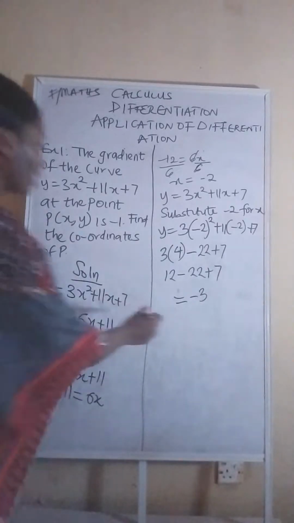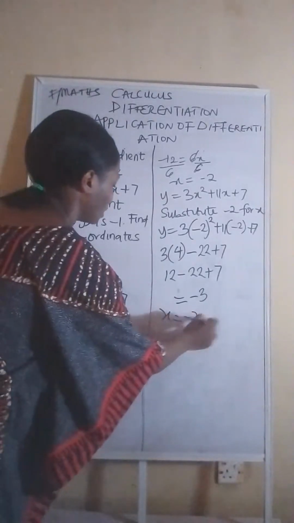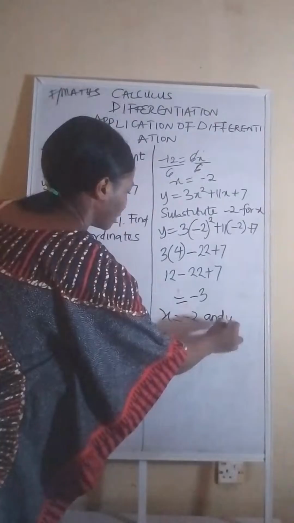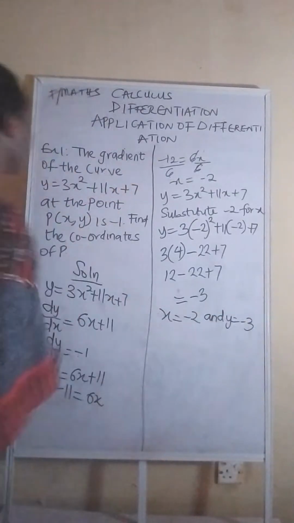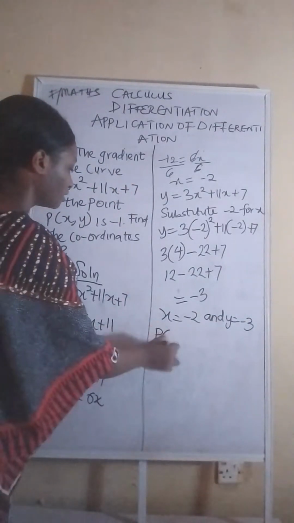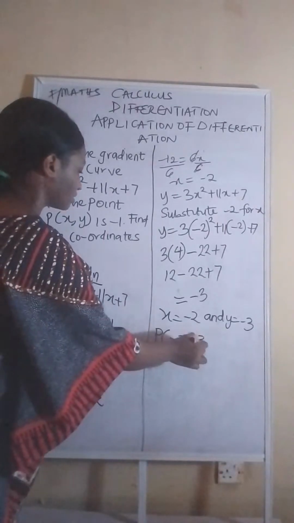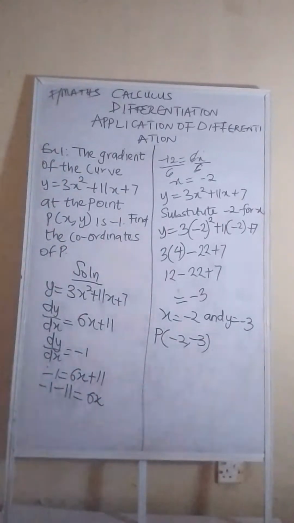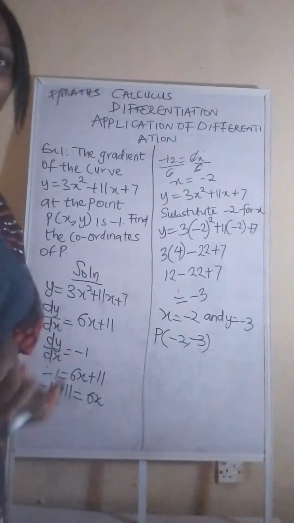So now our x is minus 2 and our y is minus 3. So those are the coordinates. You can just say P(-2, -3). So that is our final answer. I'm sure you understand that. It's as simple as that. So now we can continue from here.